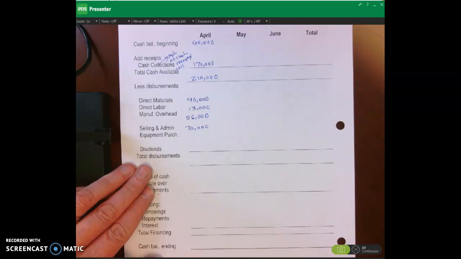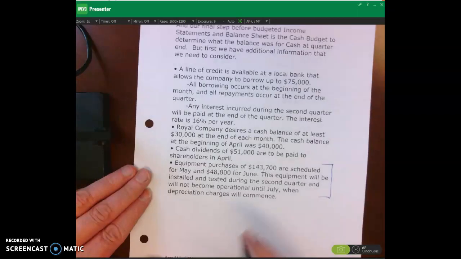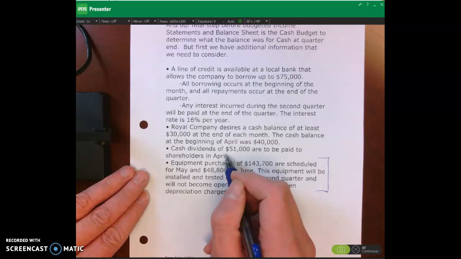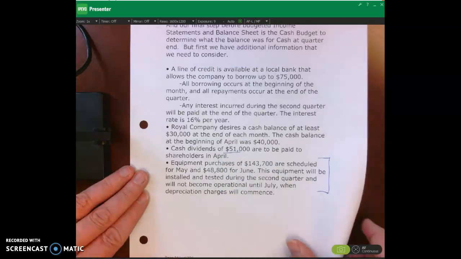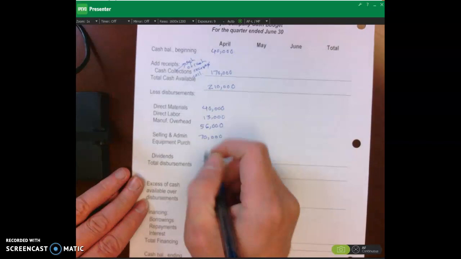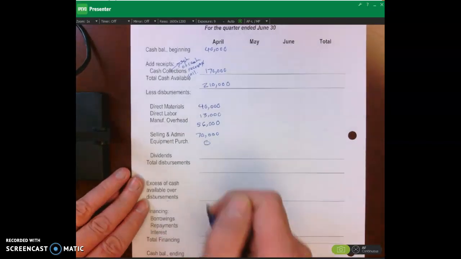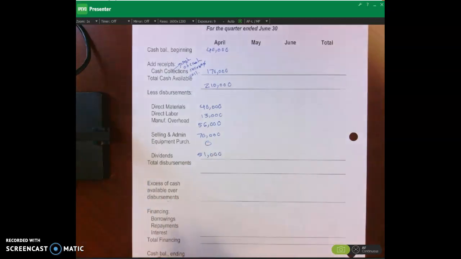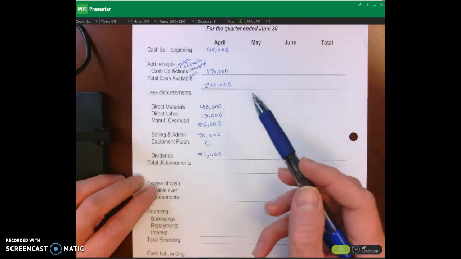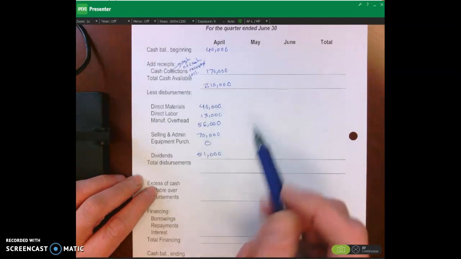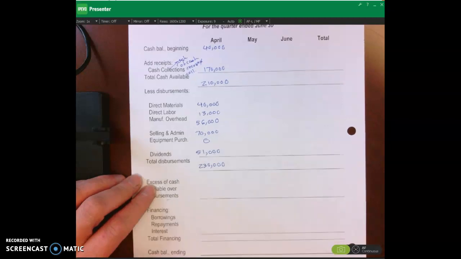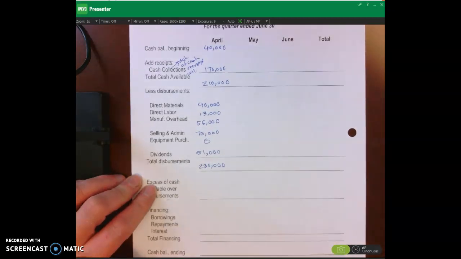The equipment purchases right over here, that's in May and June. We don't see anything for July, but we do see cash dividends in April. Okay, so there's no equipment purchases in April, but there were $51,000 of dividends in April. So now what we can do is add up our total disbursements. That gives us total cash disbursements, or cash that we have to pay, $230,000, but we only have $210,000.